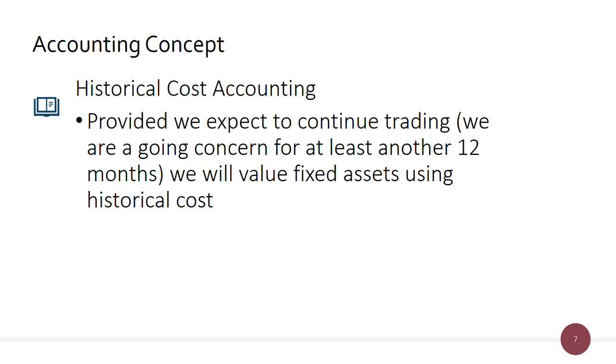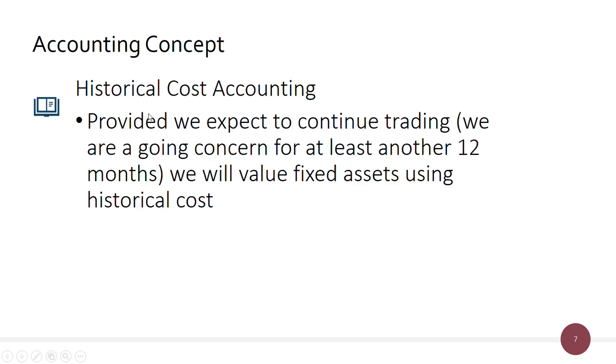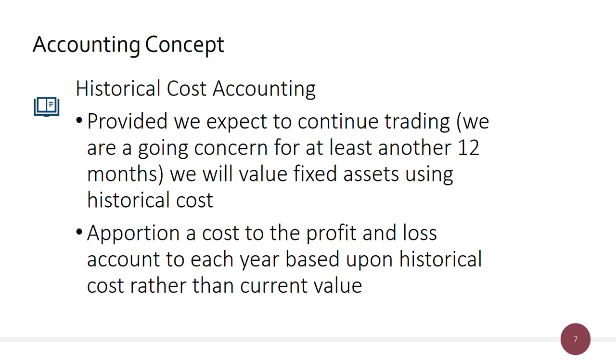So we've got our historical cost accounting. And what we're going to do here is, how are we going to value this thing? Previously we said this might not bear any relationship to market value. So provided we are going to continue trading and we're a going concern for another 12 months, we're going to value this using historical cost less the accumulated depreciation. We're not going to be looking at market value and making an adjustment. Then we're going to apportion the reduction of value over the economic life to the profit and loss account each year based on that historical cost and not on current value.